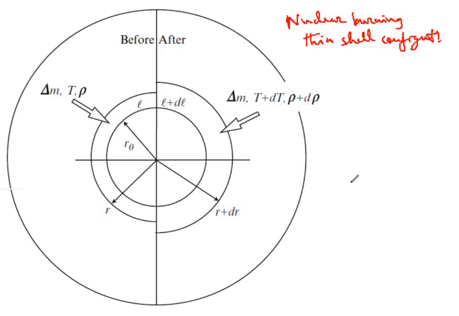So, to start with, we have considered a thin shell of mass Δm, temperature T and density ρ. Now the shell lies between a fixed inner boundary R0 over here, which is generally set by the core, and an outer boundary R, such that L = R − R0. This length scale is much less than R0. So this means we are considering a thin shell.